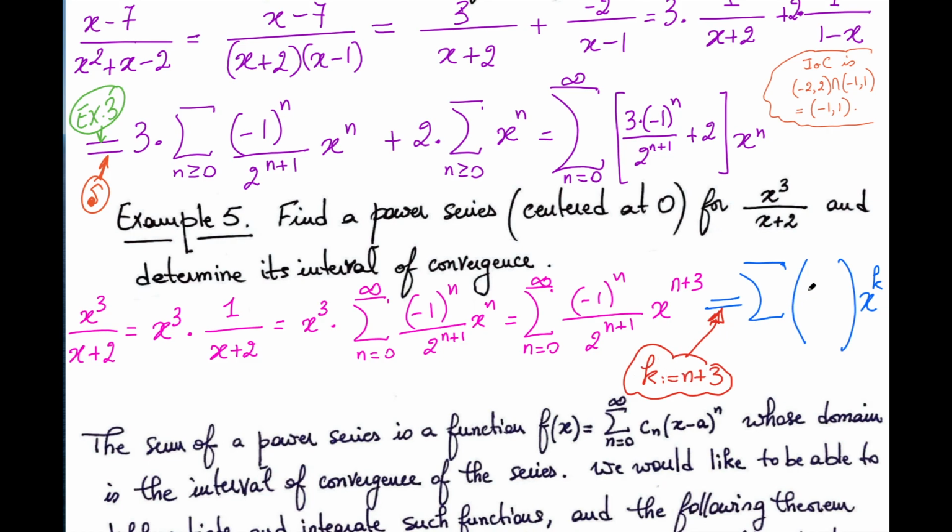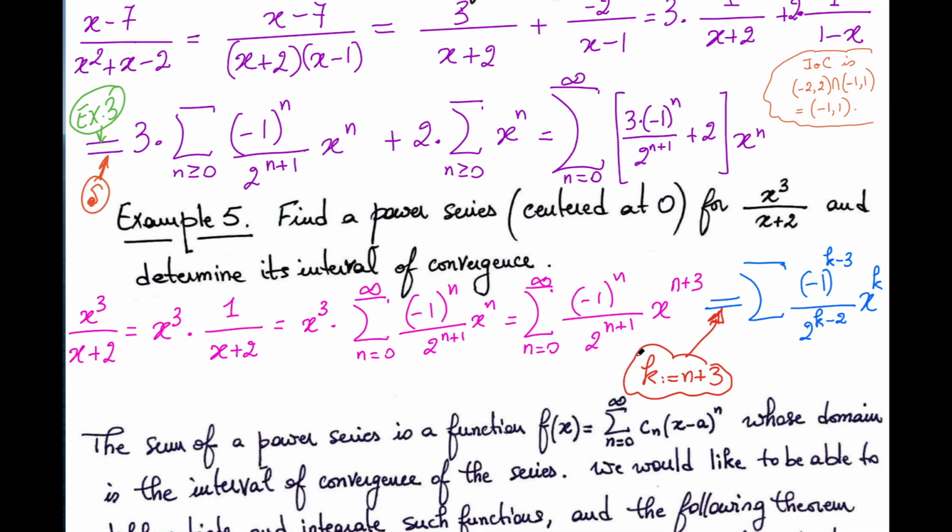So this guy upstairs becomes minus 1 to power, you don't need these parentheses, let me just eliminate them, to power k minus 3, right? You agree with me? This n, if k is n plus 3, solve for n is k minus 3, so I can represent n by k minus 3. And downstairs becomes, if n is k minus 3, what's n plus 1? So if n is k minus 3, n plus 1 is going to be k minus 2, right? So that guy is going to be 2 to power k minus 2.